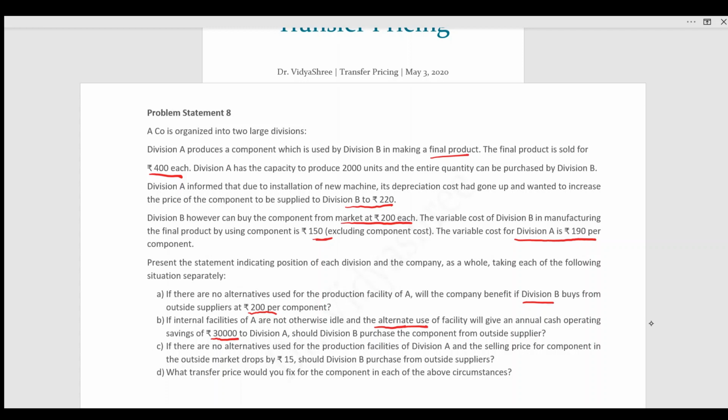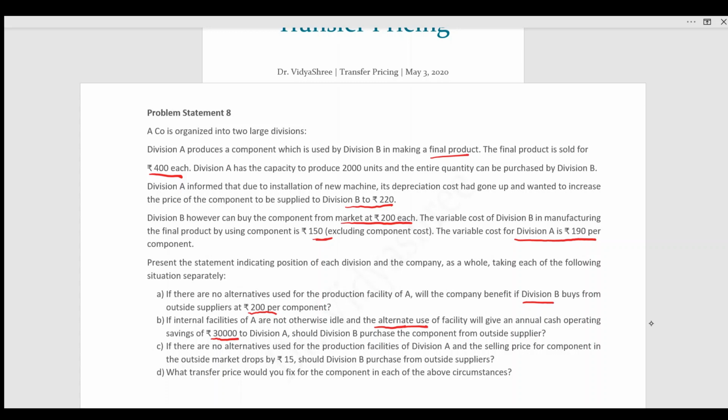So in this situation, for division A, the profit it is earning is 30,000 if it is put to alternative use. Then the further thing we have to calculate is if division B is purchasing the component from the outside supplier. As we discussed, the outside supplier is supplying for how much? It is for 200 rupees. So based on these two situations, we need to calculate the profit of the company as a whole. Let's see the third situation.